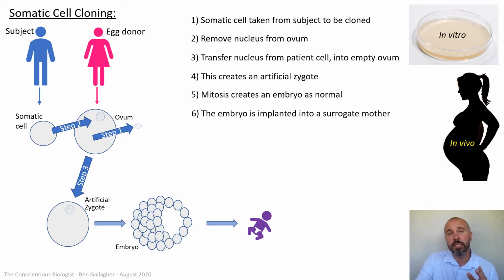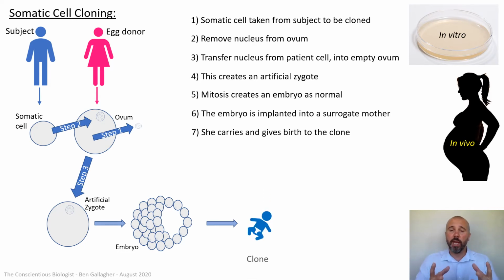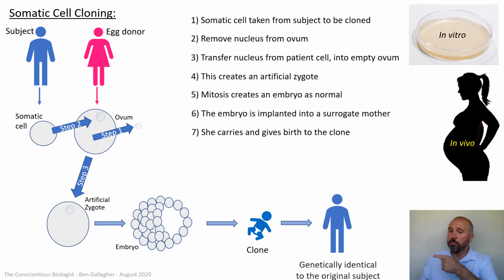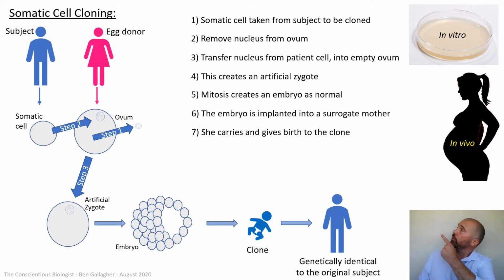Now, that woman is called a surrogate mother. She's carrying the embryo, she's going to give birth to the child, but it's not genetically hers. She's a surrogate mother. She'll carry it and give birth to the clone. So look, the little baby, now I've changed to blue because that baby is an exact genetic copy of the man we cloned it from. And when it grows up, it should become a genetically identical copy of the original subject, of the original man. This man next to me here essentially is that man up there.